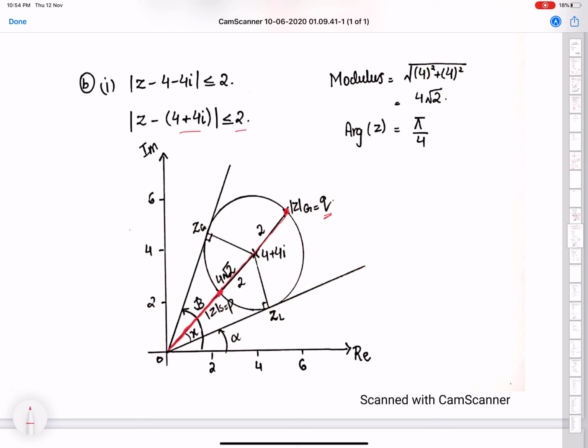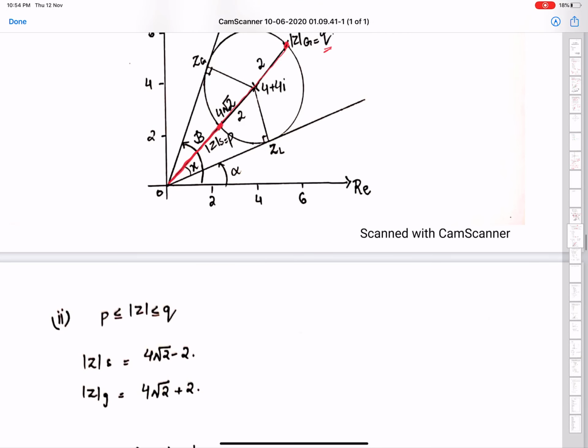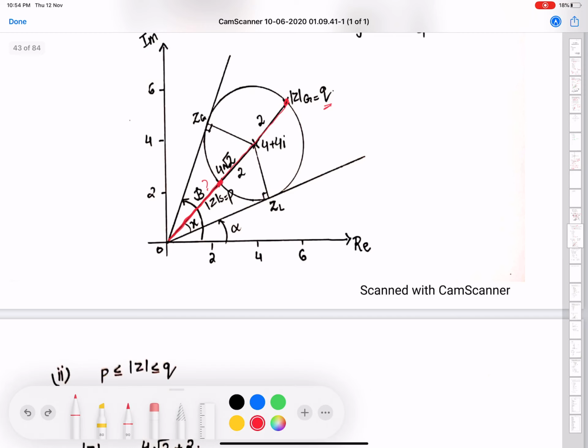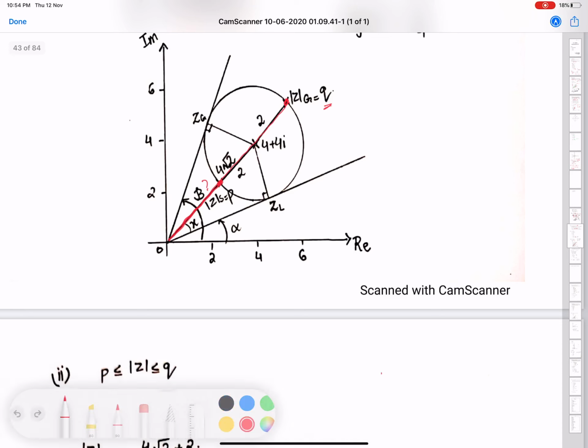So this is very simple. You just subtract. See, you need this distance. So the radius is 2. So 4 root 2 minus 2. And what is this 4 root 2? This 4 root 2 is the modulus of the center.